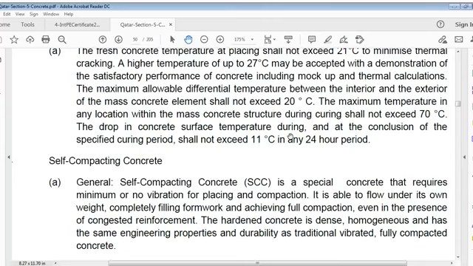Because of fluctuation in weather conditions, humidity levels and so on, there is variation during curing. At the start of curing, 70 degrees, and over 24 hours, down to 11 degrees Celsius.